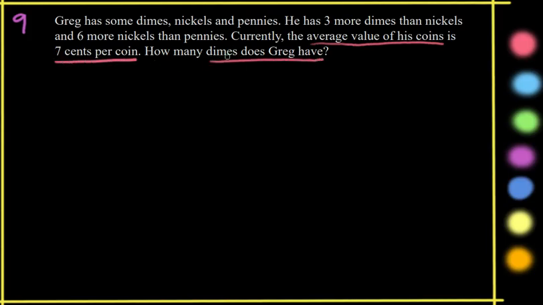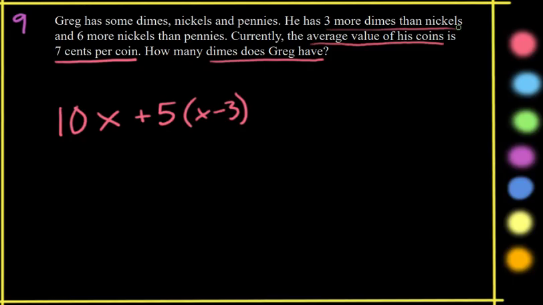Okay, so they're asking for how many dimes, so maybe I'll just call that X. So X is the number of dimes. And if I want to find out the total value of his coins, I'm going to have to multiply that number of dimes by 10, because each dime is worth 10 cents. And then I'm going to have to multiply by 5 the number of nickels he has, which is going to be X minus 3, because he has 3 more dimes than nickels.